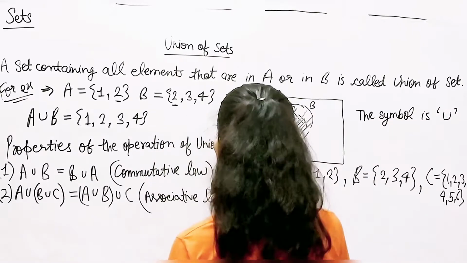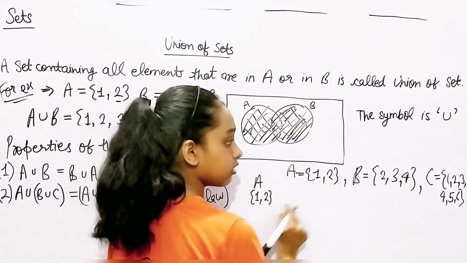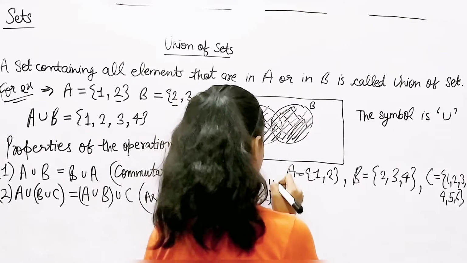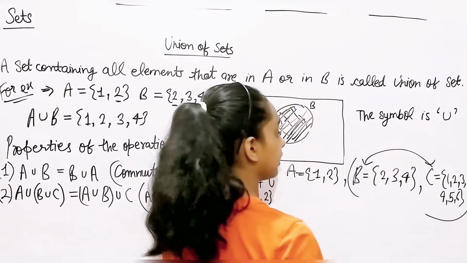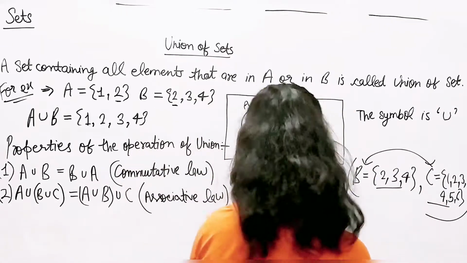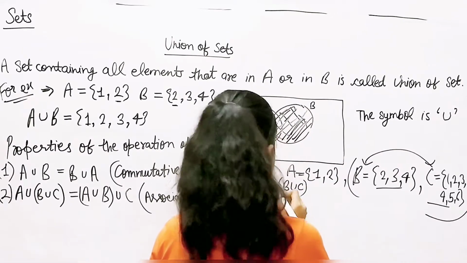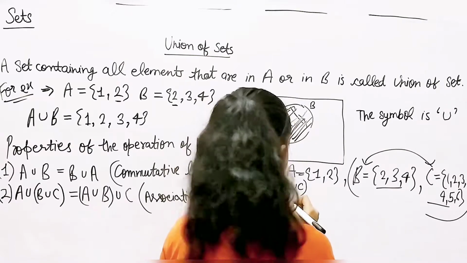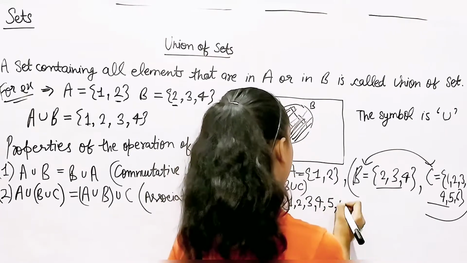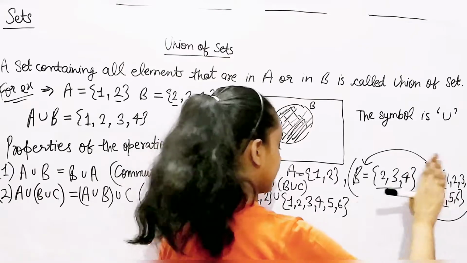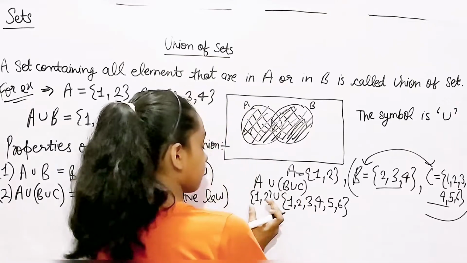First of all, set A we have is 1 and 2 as elements, and set B we have. First we're going to see the union of these 2 sets. The union of these 2 sets is going to be 1, 2, 3, 4, 5, and 6. No repetition of any element, we're just going to write it once.